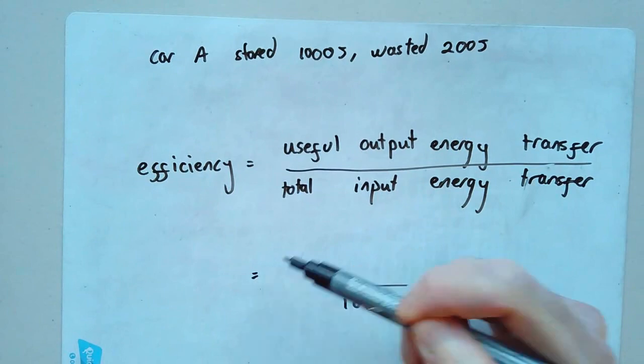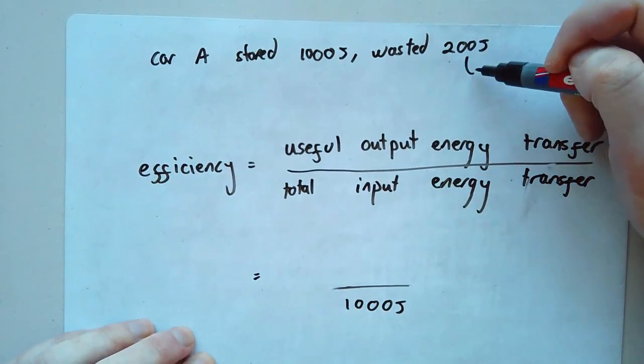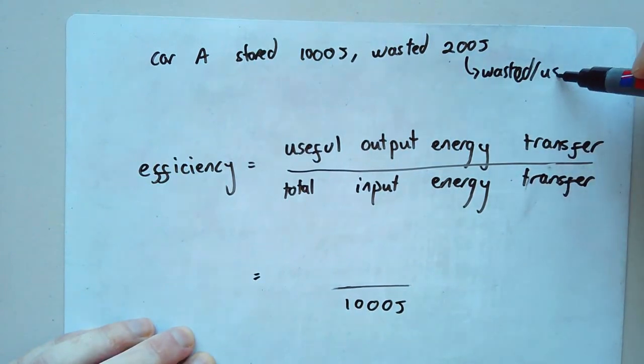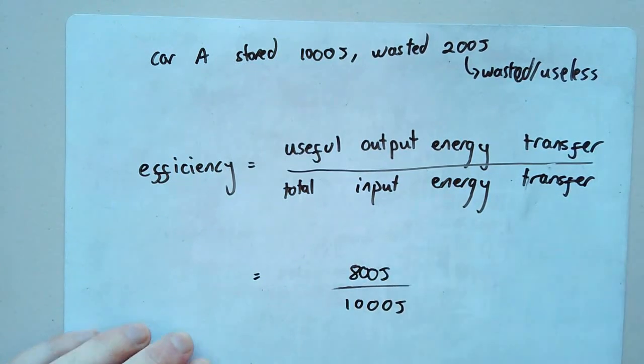At the top, I want the useful output energy transfer. That tells me how much is wasted. So that's what's wasted or useless. That's the stuff that I don't want, which means I must have 800 useful, because the remainder there has to be 800 joules.